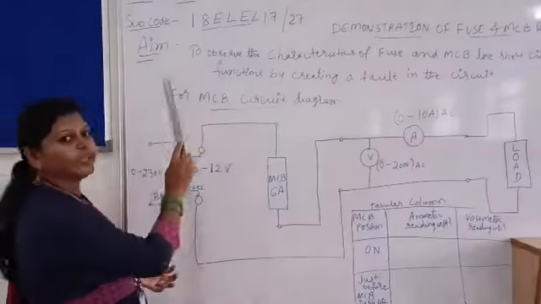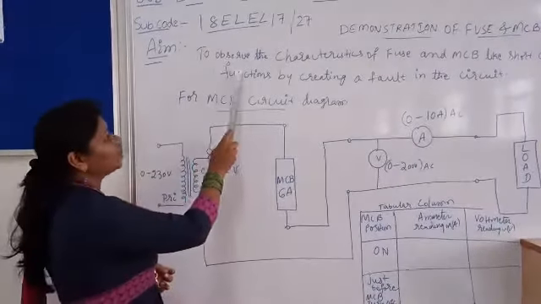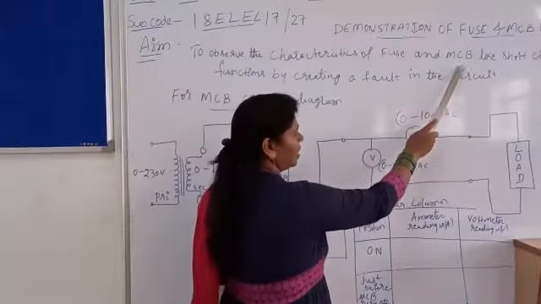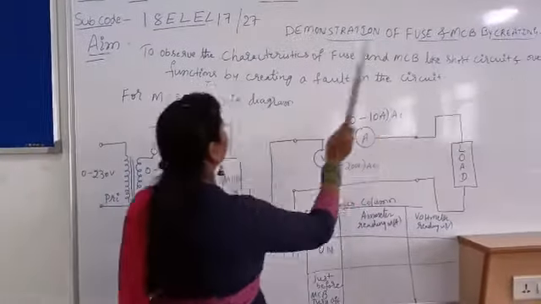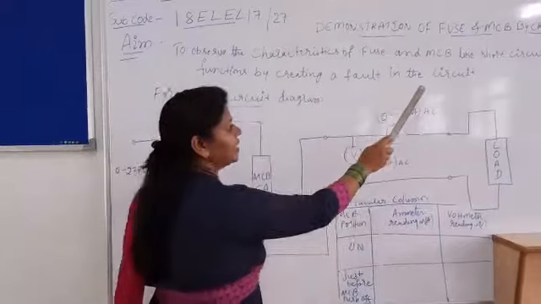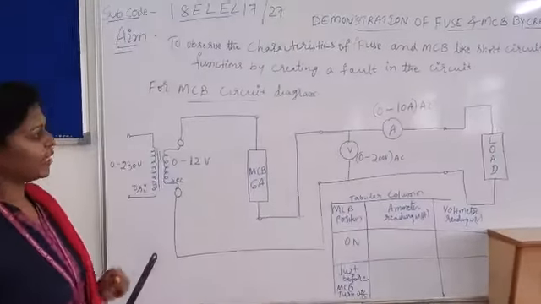The aim of the experiment is to observe the characteristics of fuse and MCB, like short circuit and overload functions, by creating a fault in the circuit. This is the aim of the experiment.